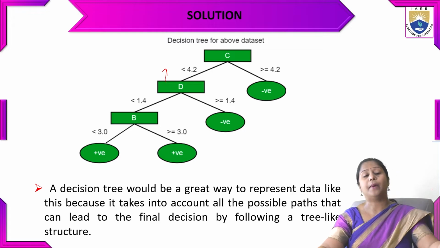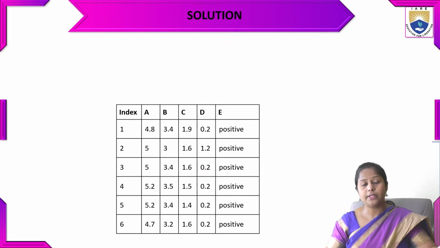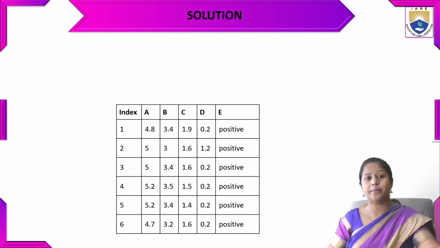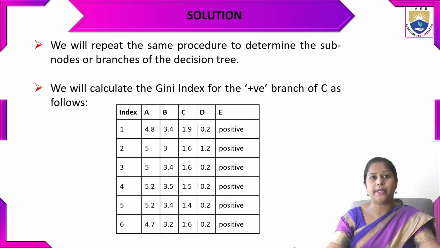So by that decision tree-like structure, we can have a much clearer picture of all the related attributes and values. So this was the decision tree from those five features, that were A, B, C, D, and E was the class label. So that was positive and negative. So I am again repeating what we have to do, how we are going to represent that decision tree.